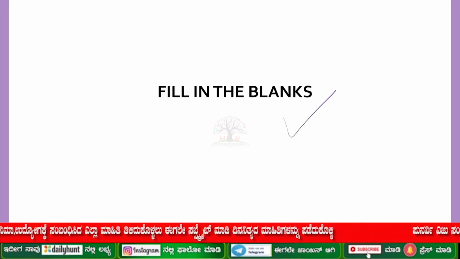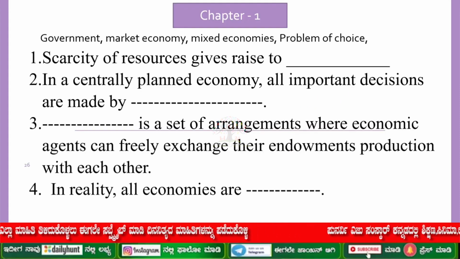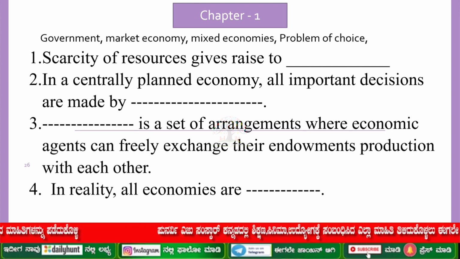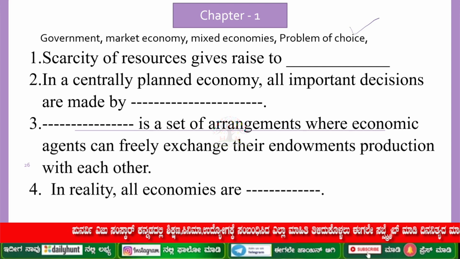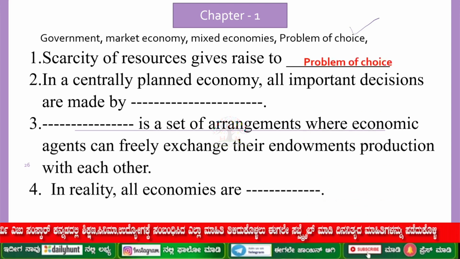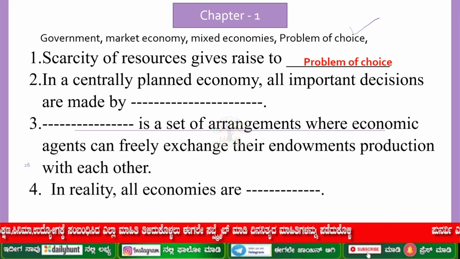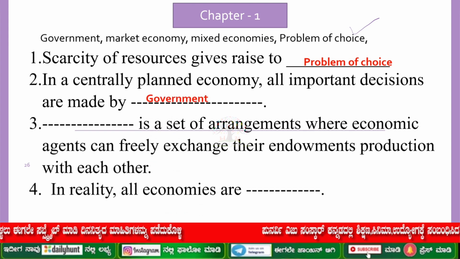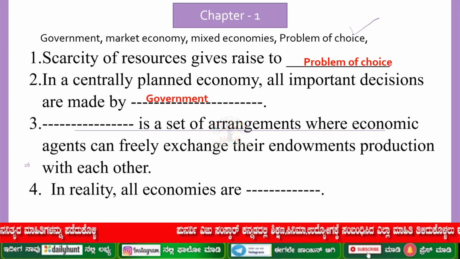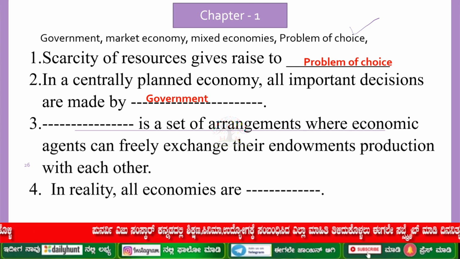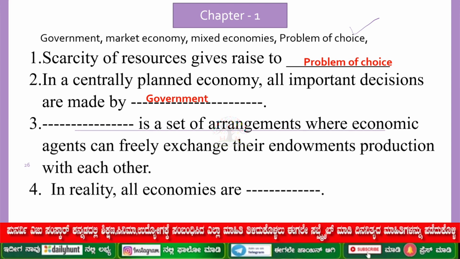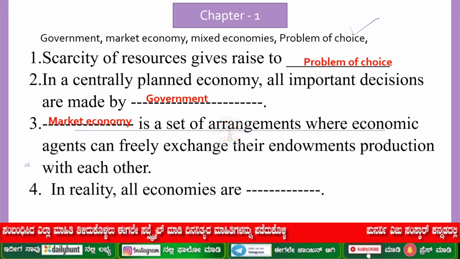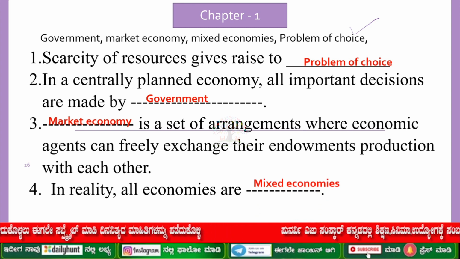Now let us discuss fill in the blanks. Here you can see, dear students, first one: scarcity of resources gives rise to. As answers will be given, from that you have to select. Scarcity of resources gives rise to the problem of choice. In a centrally planned economy, all important decisions are made by government. A market economy is a set of arrangements where economic agents can freely exchange their endowments and production with each other. In reality, all economies are mixed economies.